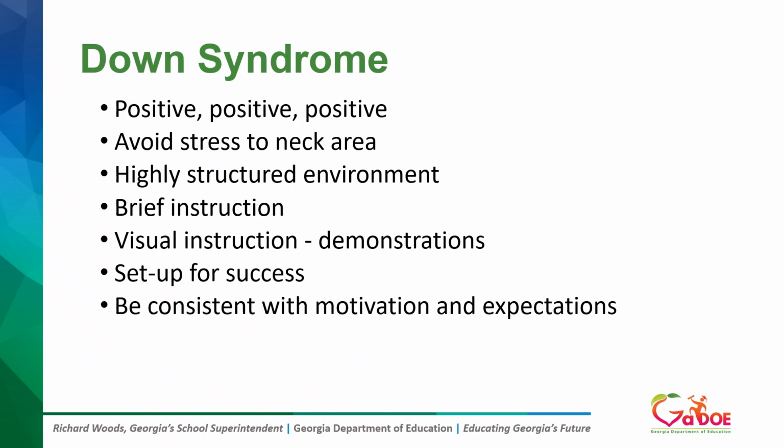Some activity modifications and adaptations for individuals with Down syndrome: be positive, positive, positive. Avoid stress to the neck area. A highly structured environment. Brief instruction with visual instructions and demonstrations. Try to set them up for success and be consistent with motivation and expectations.